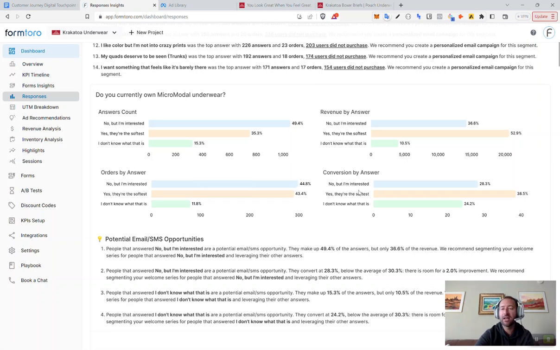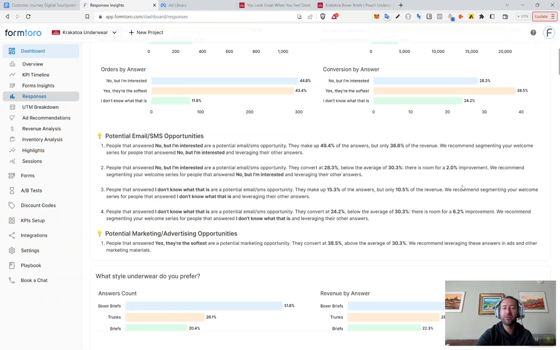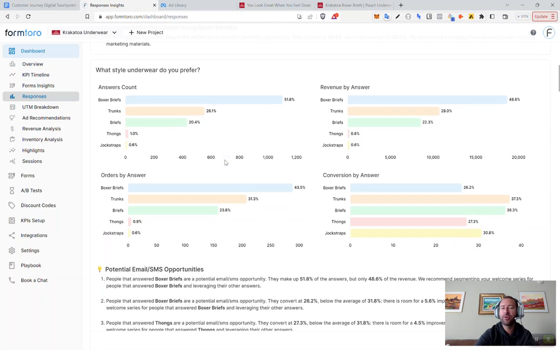That's okay. I like that. But their conversion by answer is 40% for people that know what it is, but it drops down quite a bit here for people that don't know what it is. So when we look at it, we know the different opportunities that exist here simply because there's an educational gap. We do these for multiple questions.